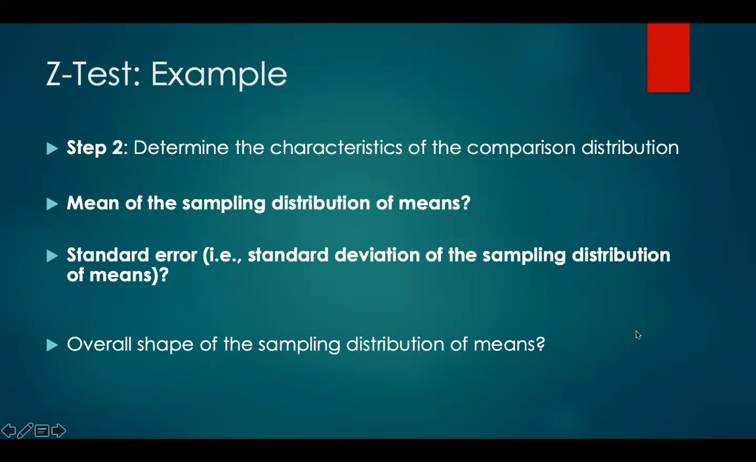Now, step 2 is to determine the characteristics of the comparison distribution. So we need the mean of the sampling distribution of means, and we need the standard error of the sampling distribution of means, which is the standard deviation, and the overall shape of the sampling distribution of means.